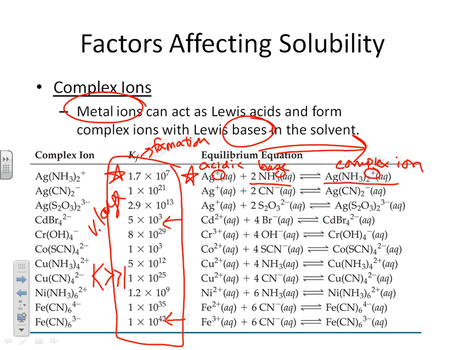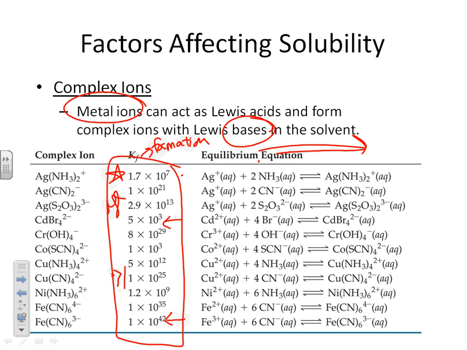K is much bigger than 1, meaning products dominate. You've got a numerator that is substantially larger than your denominator. The products are in the numerator. So this formation of complex ions, it loves to happen. The other thing that I want you to notice about these complex ions is there tends to be a pattern to how the complex ion is formed.